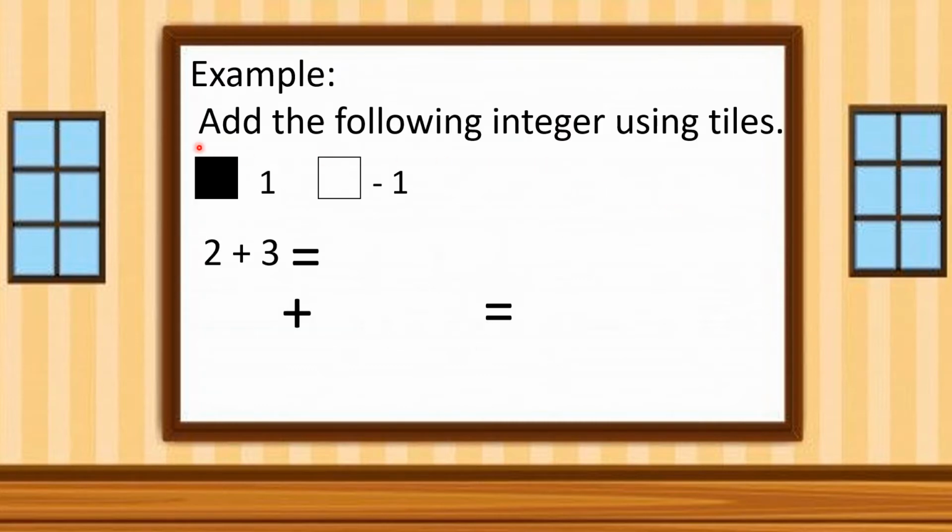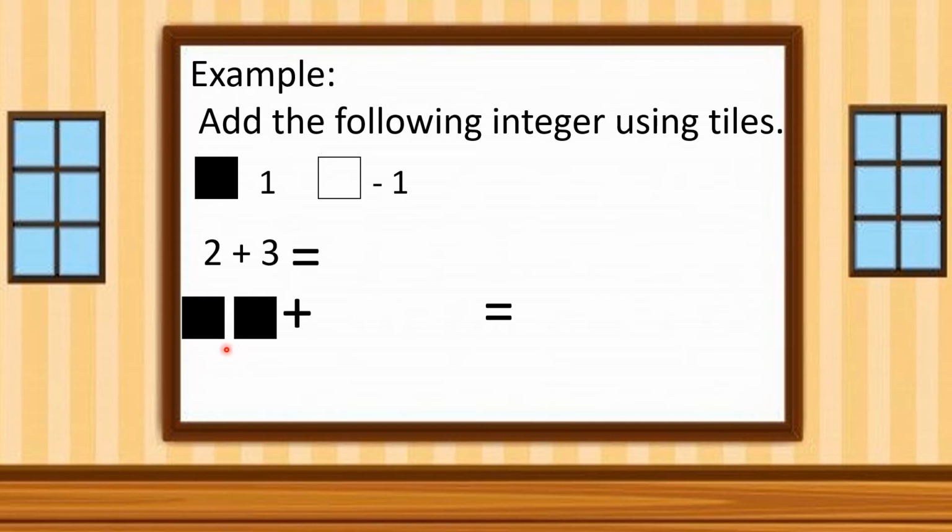Okay, so let us add the following integers using tiles. Again, we use the shaded region to represent positive 1, this unshaded tile to represent negative 1. Okay, so let us add positive 2 and positive 3. So, i-represent muna natin sila. Since that is positive 2, ano po yung gagamitin nating tile? Is it the shaded tile or the unshaded tile? So, malinaw po, since siya po ay positive, so we will use here a shaded tile.